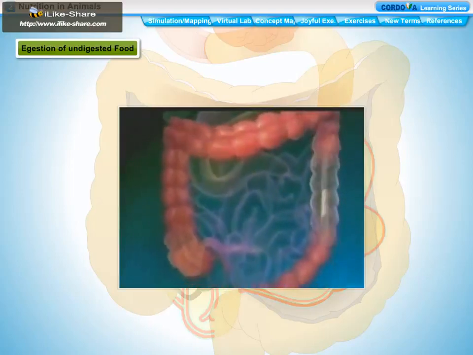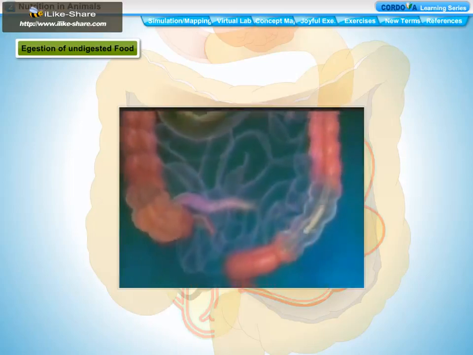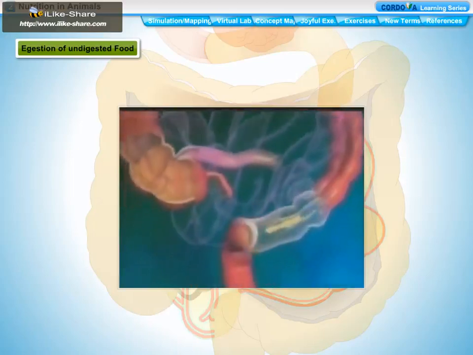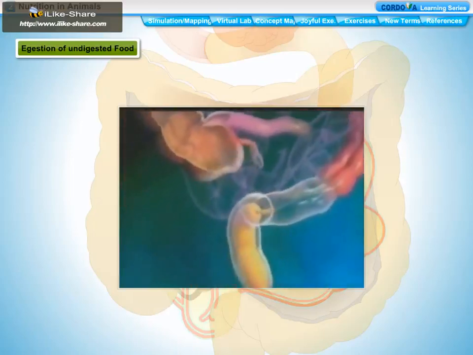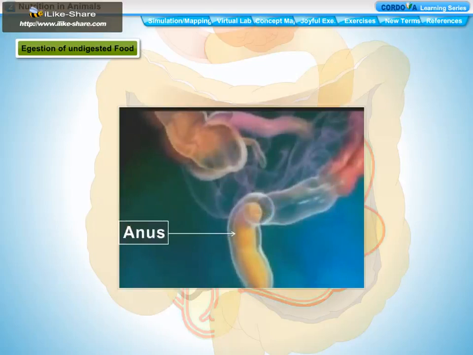Due to this, the undigested part of food becomes dry and almost semi-solid. This part of the food is known as feces. It is passed out of the body through the anus. This process is called egestion.